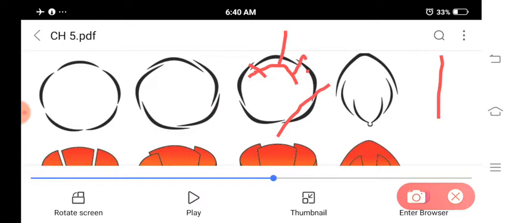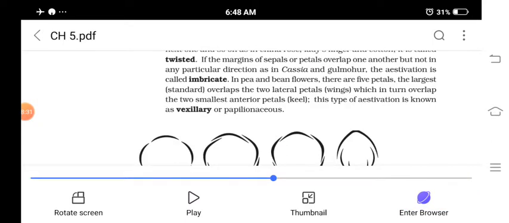And you can see in this, one petal is completely inside and one petal is completely outside, and the other petals or sepals are one side out and one side in. This kind of estivation is known as what? Imbricate estivation. Imbricate estivation.